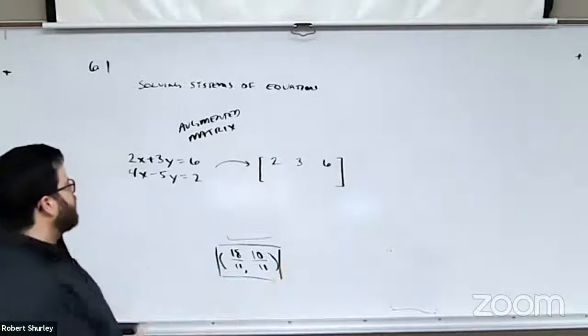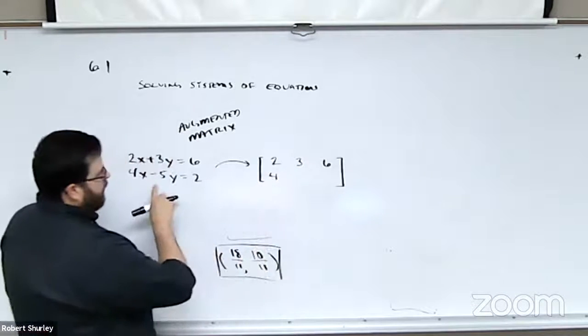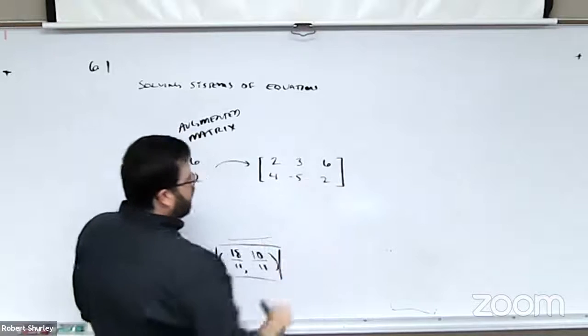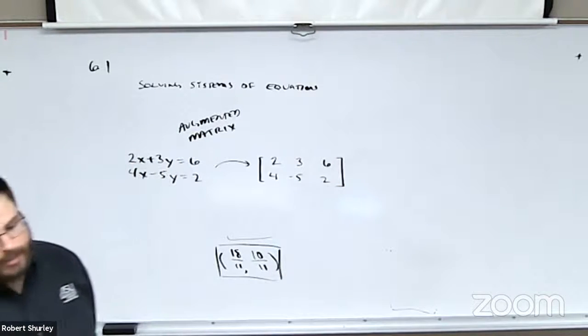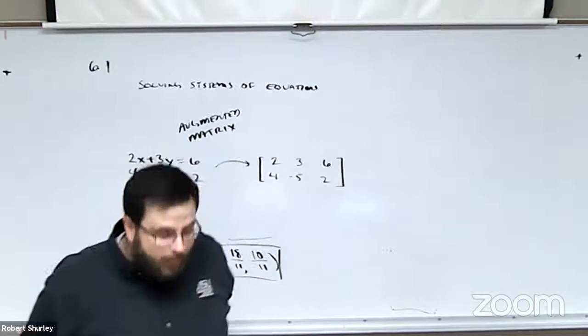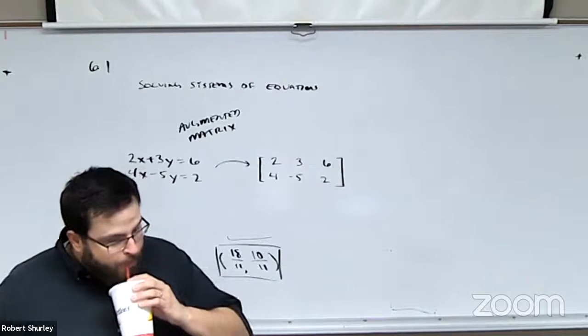And then we're going to do the same thing for the second equation. So 4, -5, and 2. And we've created an augmented matrix. Pretty neat.